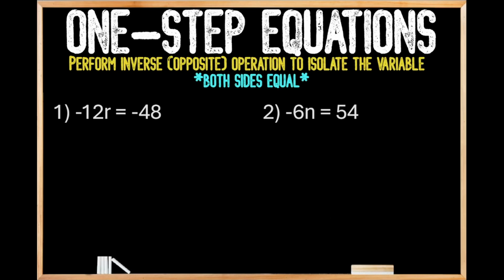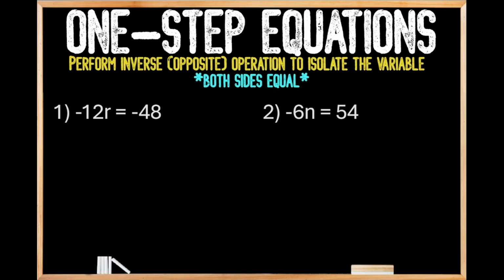For question number 1, we're being asked to solve for the value of r in the problem negative 12r equals negative 48. And in order for us to isolate our variable of r in this problem, we're going to need to perform the inverse or the opposite operation of whatever is being done to our variable.